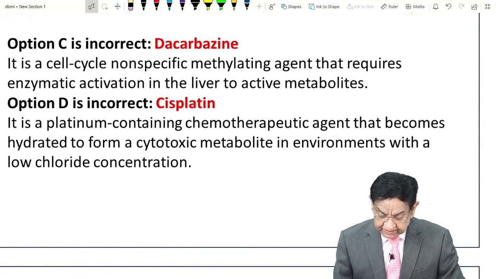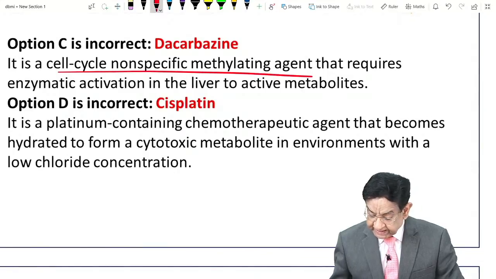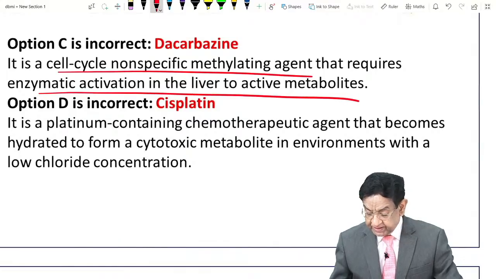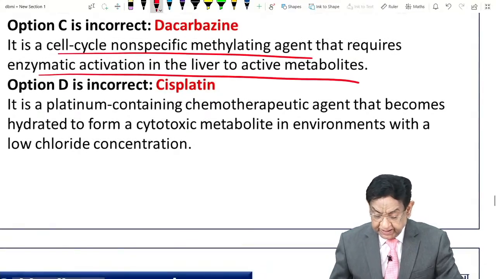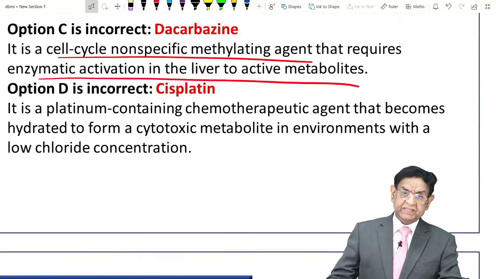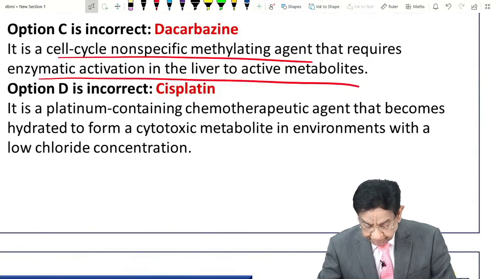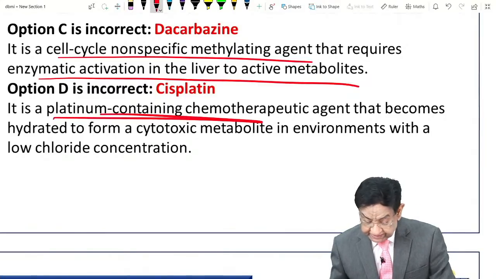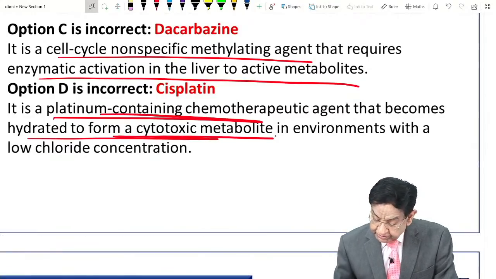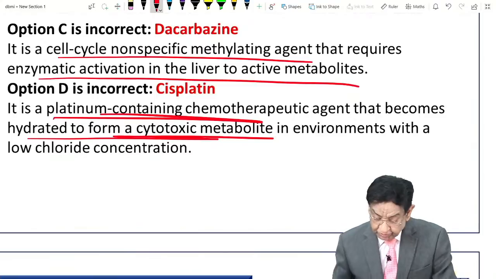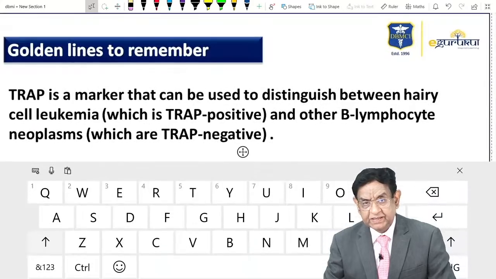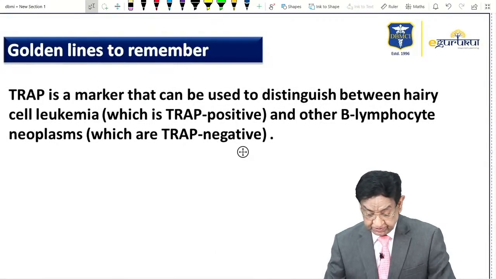Dacarbazine is a cell cycle non-specific methylating agent. It needs enzymatic activation in the liver to get converted into an active metabolite. So again, it has nothing to do with the original problem. Cisplatin is a platinum containing chemotherapeutic agent. It becomes hydrated to form a cytotoxic metabolite with low chloride concentration, so it has nothing to do with adenosine. So none of these is the answer to this question.